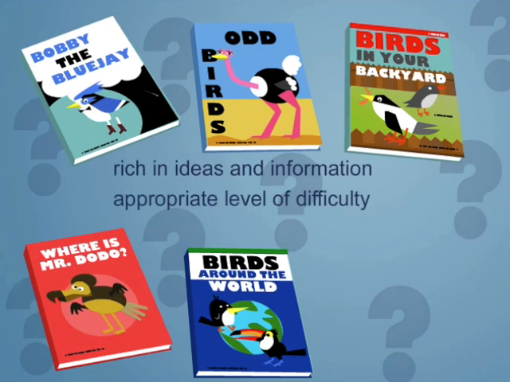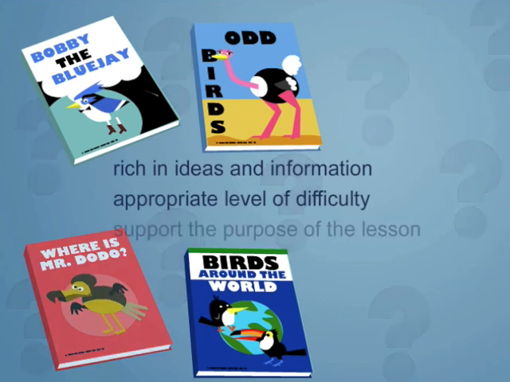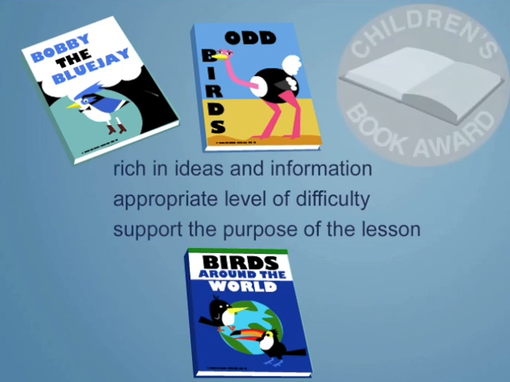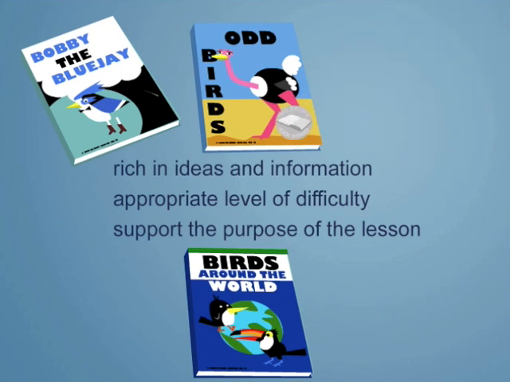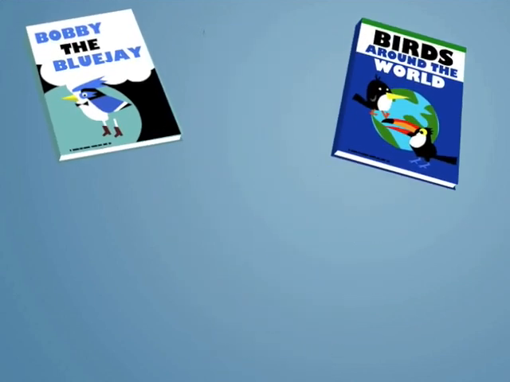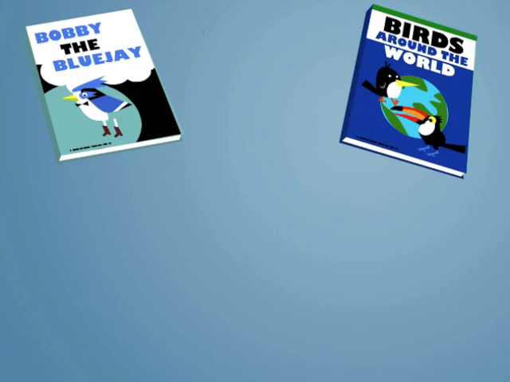Teachers should introduce students to a variety of texts that are rich in ideas and information, have a level of difficulty appropriate to the student's word reading and comprehension skills, and support the purpose of the lesson. Many resources are available to teachers as they search for high-quality texts, such as lists of Children's Book Award winners. Teachers should use both narrative and informational texts to teach reading comprehension because they require different reading skills.